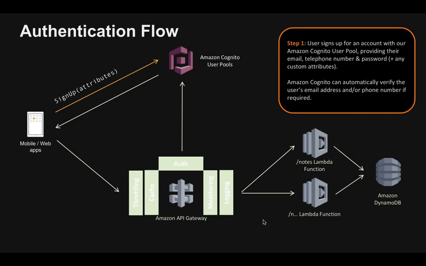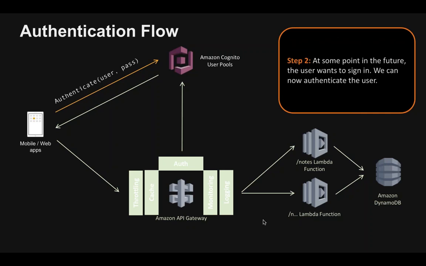Amazon Cognito will then automatically verify the user's email address by sending an email with a code to confirm, or verify a phone number if you're using a phone number, by sending an SMS code when they sign up via a phone number. Once the user has been registered and confirmed, they log into their application using the Amazon Cognito SDK.